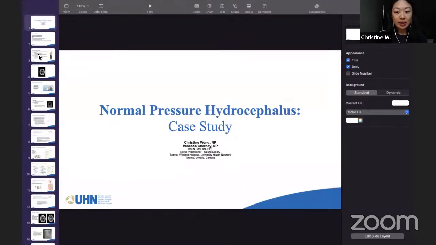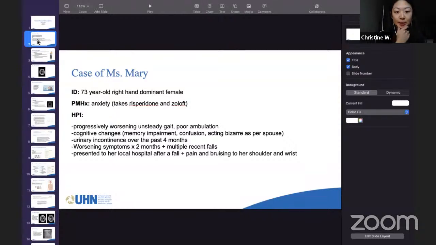I'll just dive right into it. She is a 73-year-old right-handed woman who has a past medical history of anxiety only and takes some risperidone and Zoloft as her home medications. She presented with an unsteady gait and a very difficult time walking, and with some cognitive changes, such as memory impairment, confusion, and acting quite bizarre as per her husband. She has also newly developed urinary incontinence over the last 4 months. These symptoms have gotten much worse over the last 2 months, worsened by multiple falls. How she eventually ended up with us is that she had a fall onto her right side and had some pain and bruising to her shoulder and her wrist.